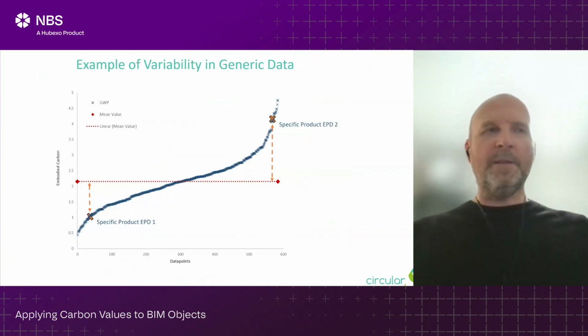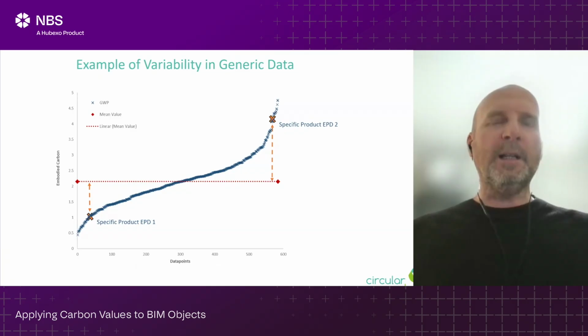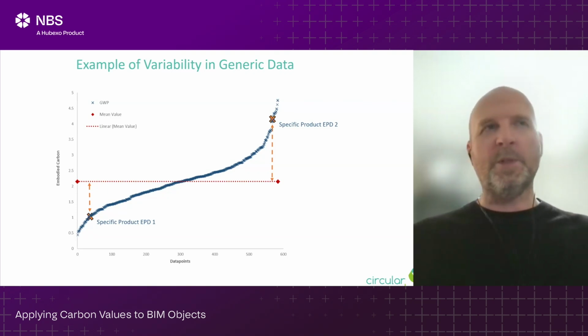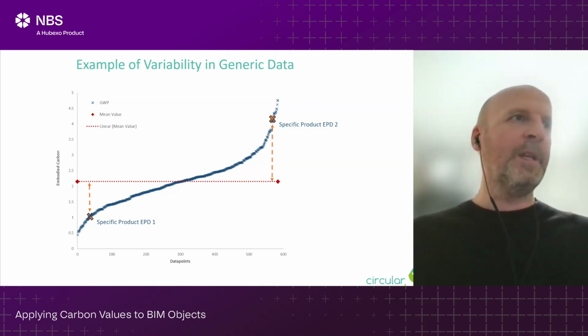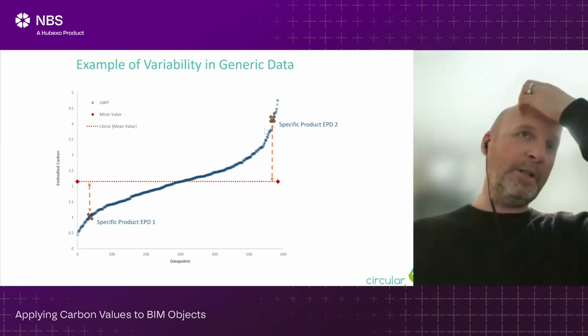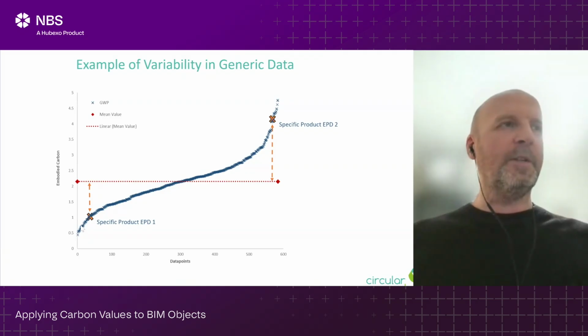Now, one thing we've learned by analyzing data for the ICE database, a generic embodied carbon database, is that the variability of the data is really important. So we spend a lot of time analyzing the results of EPDs to get to the generic embodied carbon data for the ICE database. This here shows us the embodied carbon of data in quite a large population data set that we have for one of the materials.